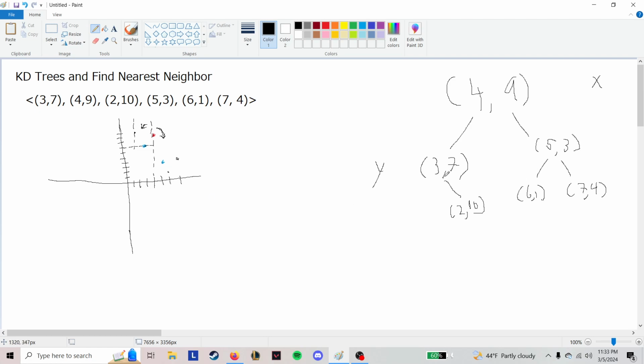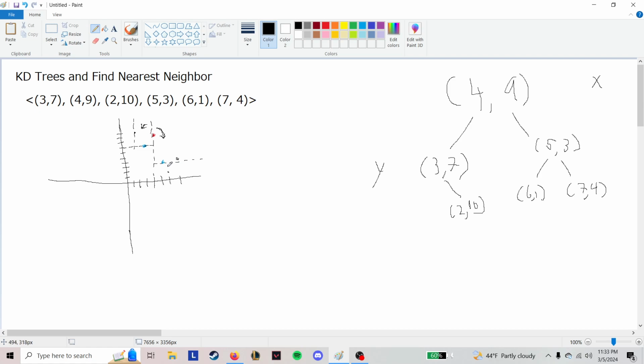And all the points on the left subtree are going to have lesser y, which means if I draw this horizontal line again, I can see that all the points on the right side of the subtree are going to appear above this line, and all points on the left subtree are going to appear below this line. So hopefully that makes sense.